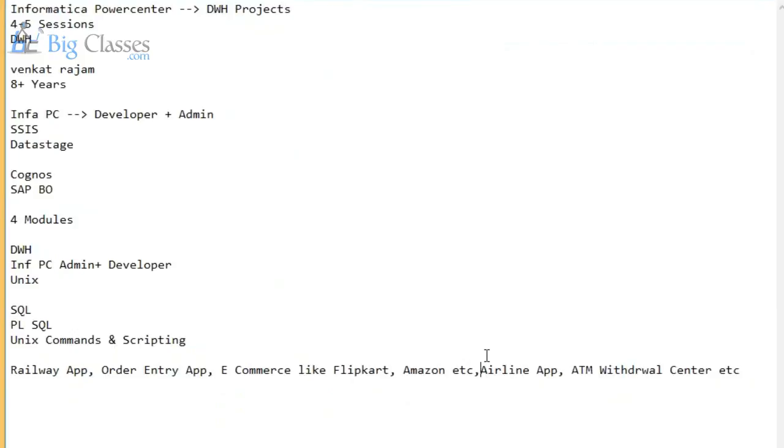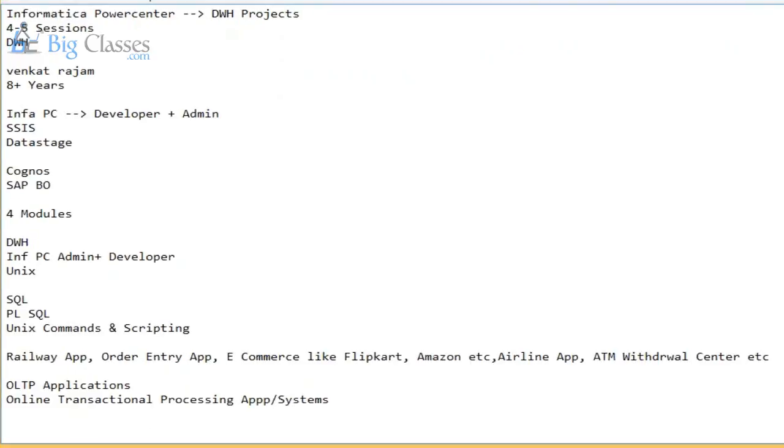So these are all the different applications that we deal with in our daily life, and these applications are called OLTP applications, which are nothing but online transactional processing applications, or we can call them processing systems as well. So on these OLTP systems, we do a lot of transactions. When I say transactions, it's nothing but operational transactions. These OLTP systems are basically very important.